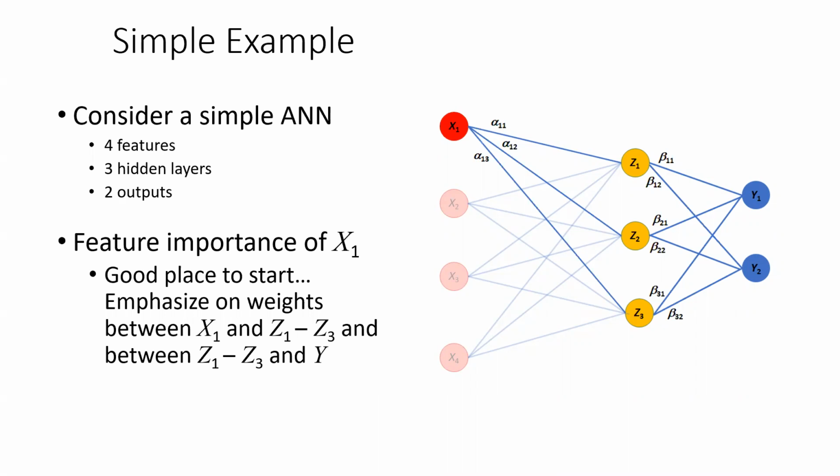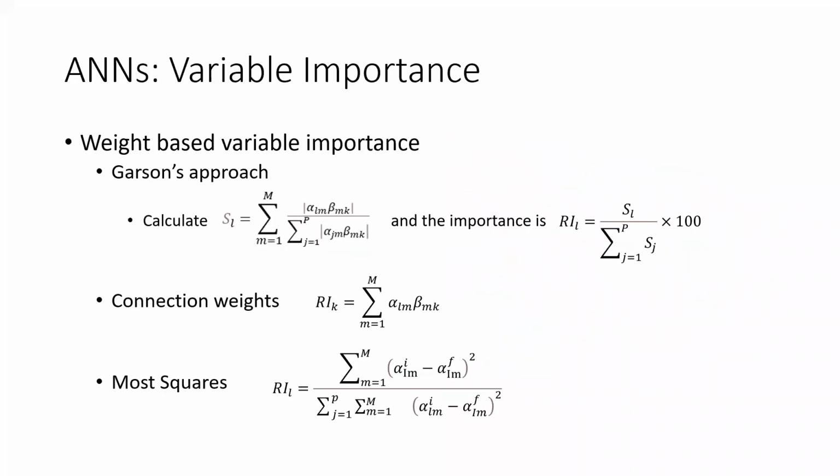And that is the basis for a large class of variable importance measures that have been developed for artificial neural networks.